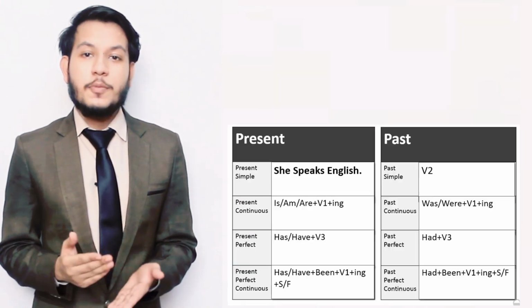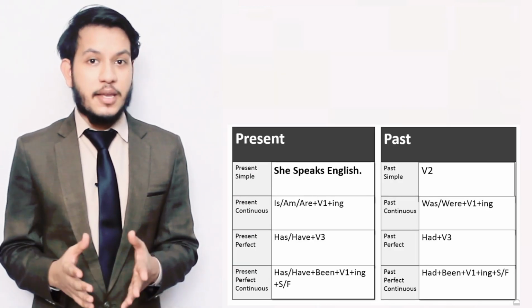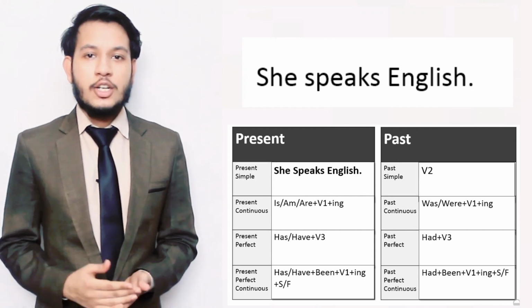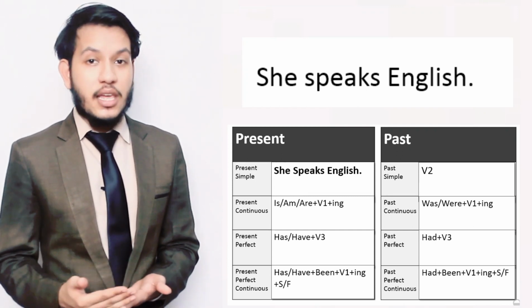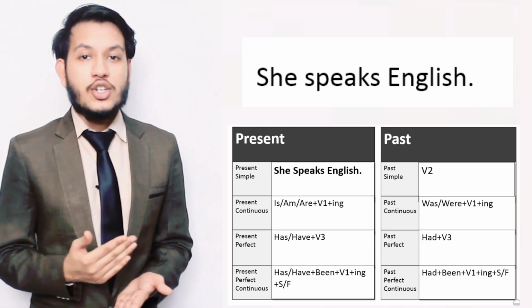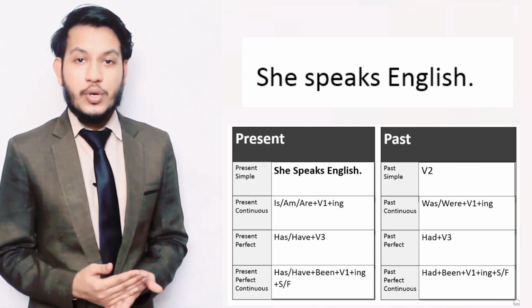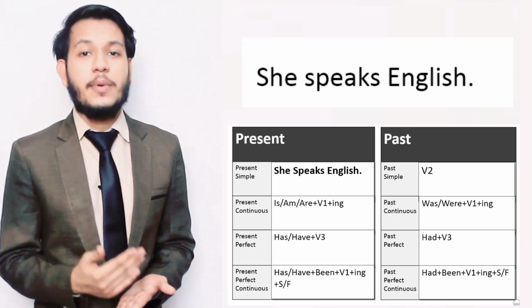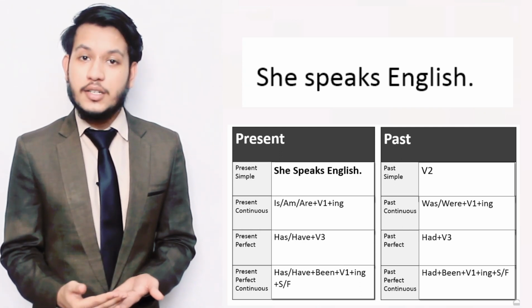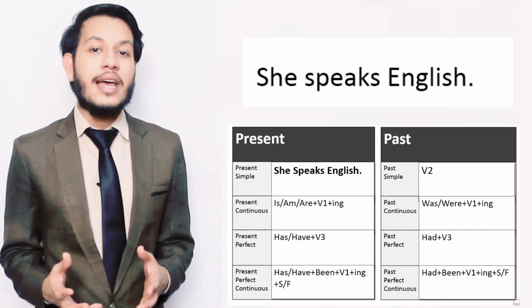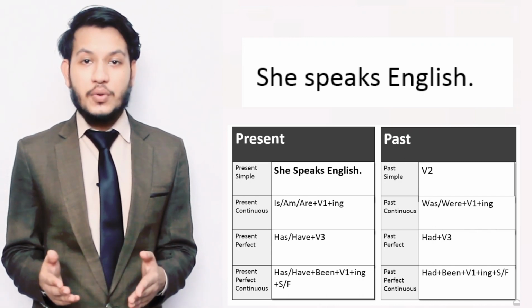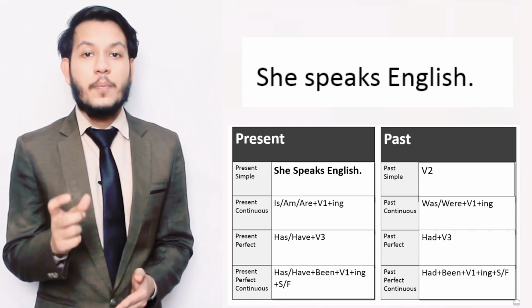Now let's practice present and past both at the same time. Let's take a sentence. She speaks English. She is speaking English. She has spoken English. She has been speaking English for 2 years. She spoke English. She was speaking English. She had spoken English. She had been speaking English for 20 minutes. Practicing like this can help you remember the structures of the tenses and enables you to speak without pauses.